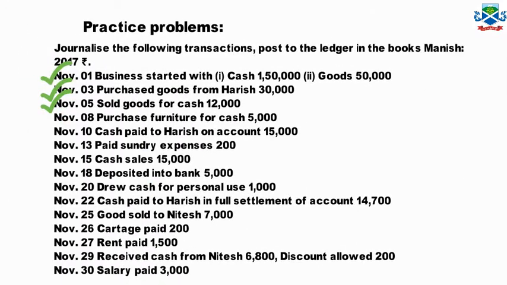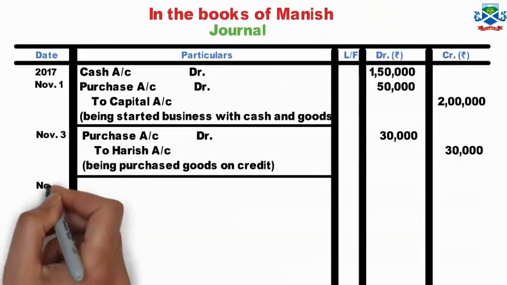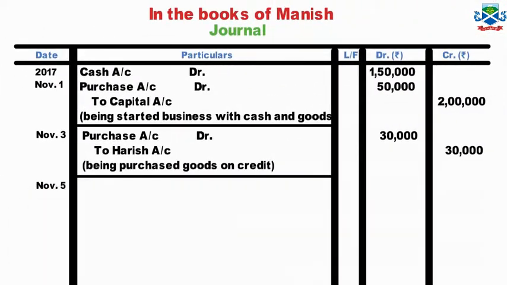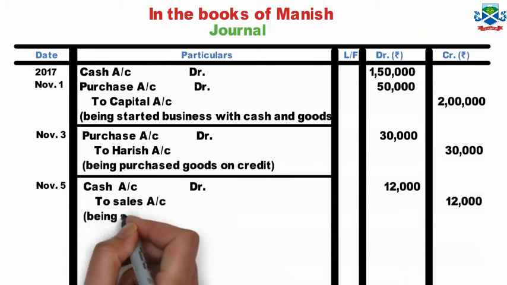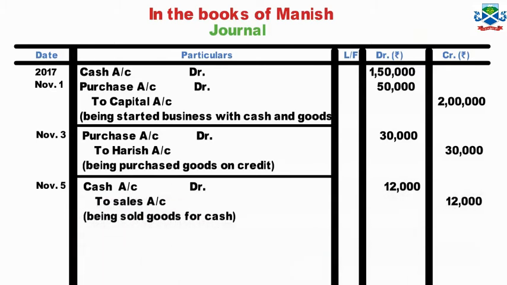Goods sold for cash 12,000. So cash account debit to sales, cash comes in and sales is income. So cash account debit 12,000 to sales account 12,000, being goods sold for cash. That is the third journal entry.